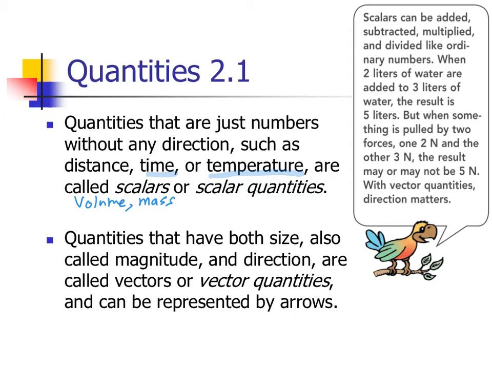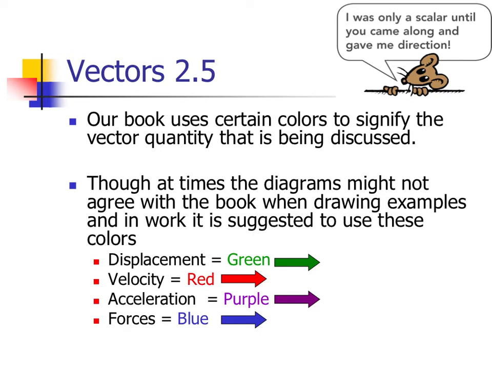Quantities that have both size and direction, or direction and magnitude, are our vector quantities. They have arrows, and those arrows mean something. On the next slide, we'll show you what we mean by that.